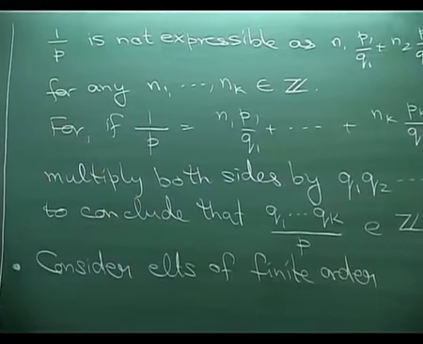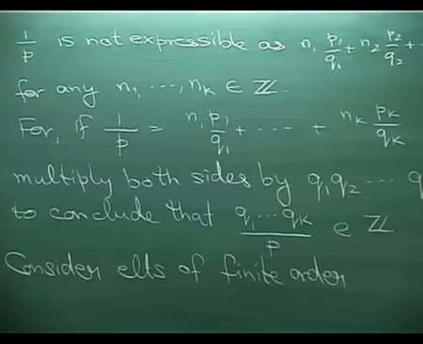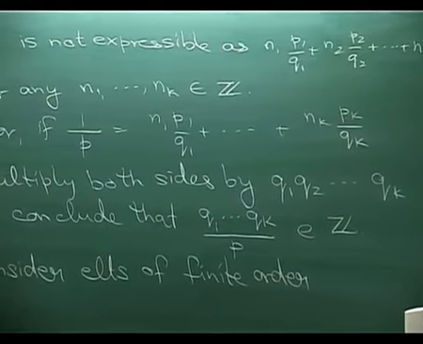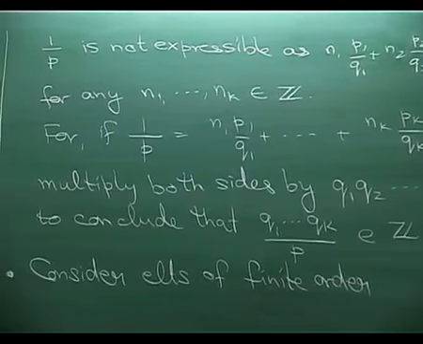See, if two groups are isomorphic and one had an element of order 10, then the other one also will have an element of order 10. That's a group theoretic property. So you could just see, how are there elements of finite order? We could begin with the question, are there elements of finite order?